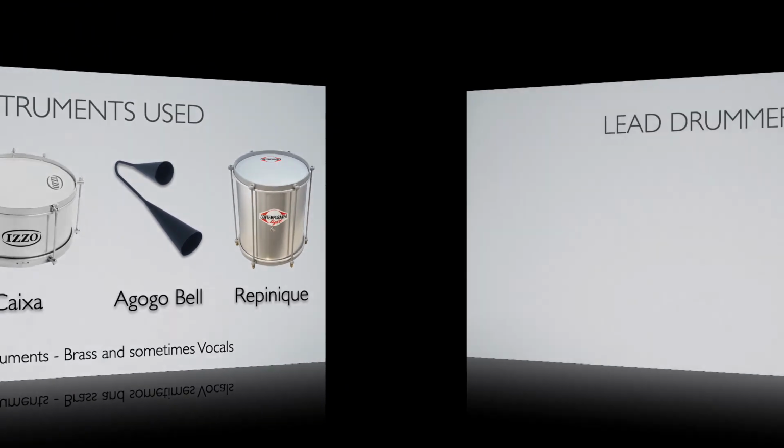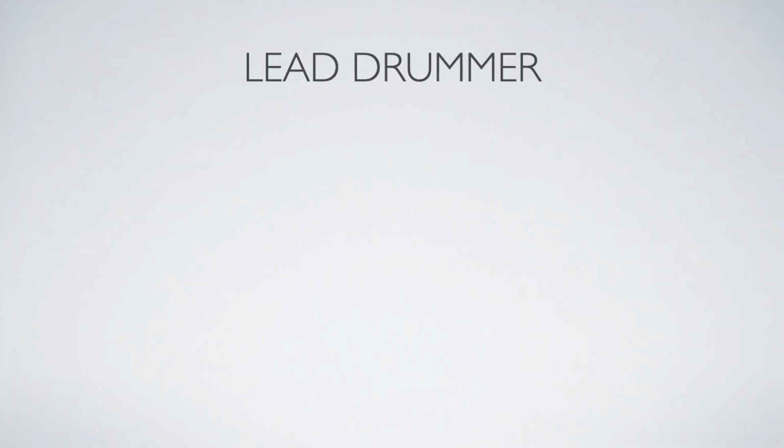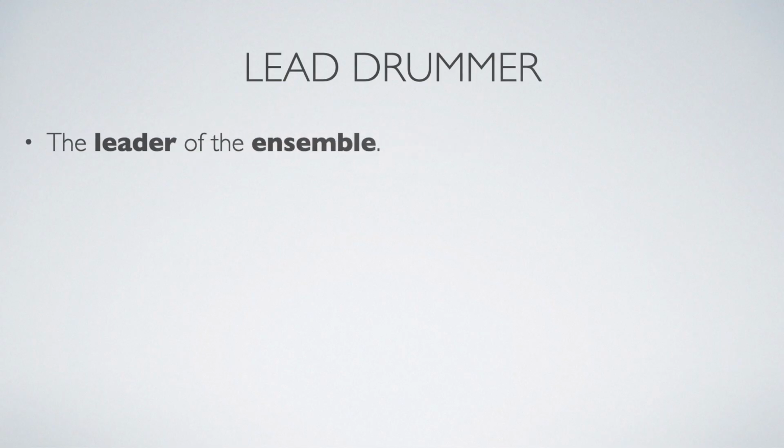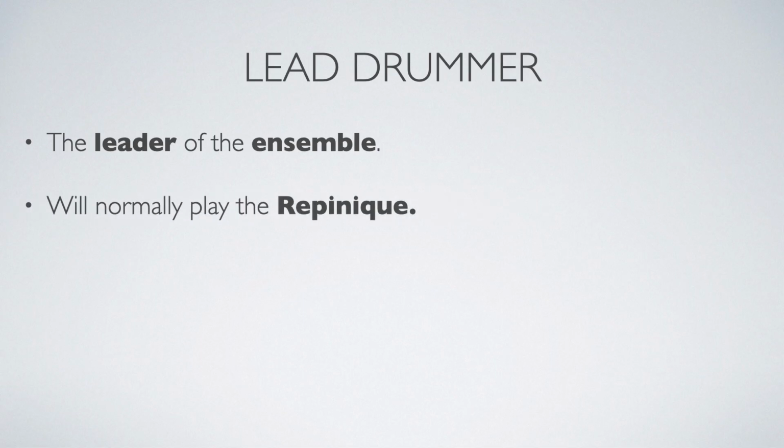So who leads a samba ensemble? Well, when we looked at African drumming, the person who led the ensemble was known as the master drummer. In samba music, they are known as the lead drummer. They have very similar roles, but remember, in samba music, they are known as the lead drummer, not the master drummer. And this person will lead the ensemble. They will also normally play the repanike. They will also usually use a whistle.